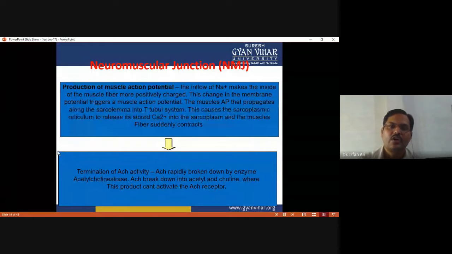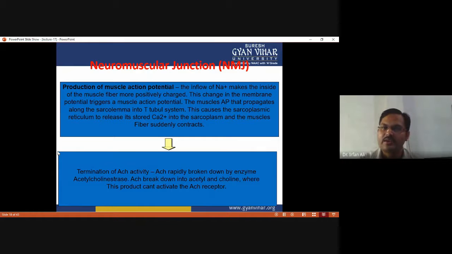Now the production of the muscle action potential. The inflow of sodium ions makes the inside of the muscle fiber more positively charged, and this change in the membrane potential triggers a muscle action potential. The muscle action potential propagates along the sarcolemma into the tubule system, and this causes the sarcoplasmic reticulum to release its stored calcium ions into the sarcoplasm.